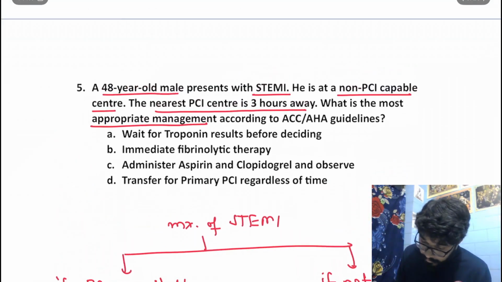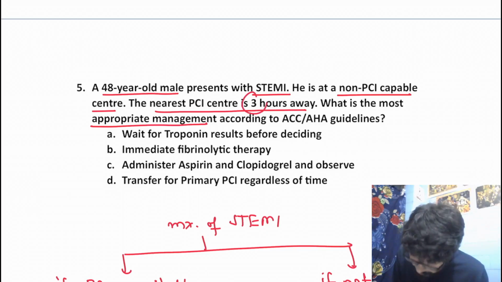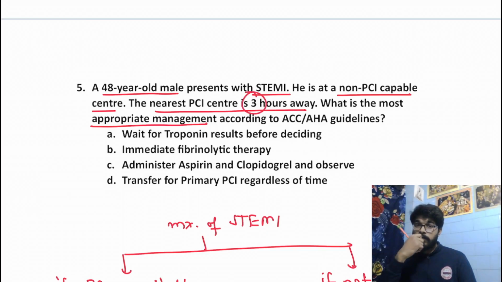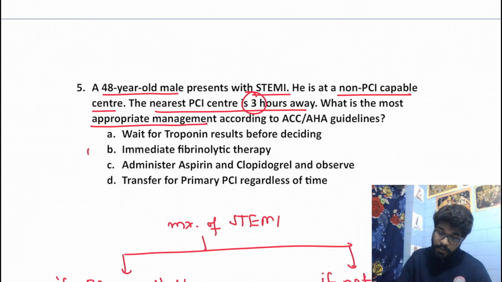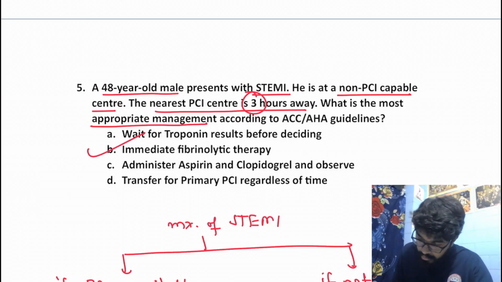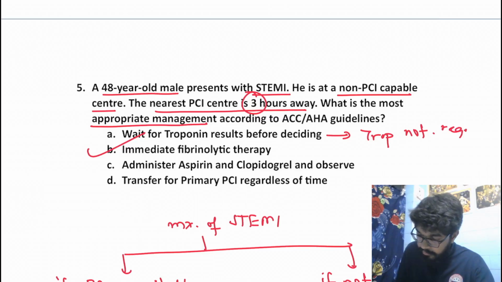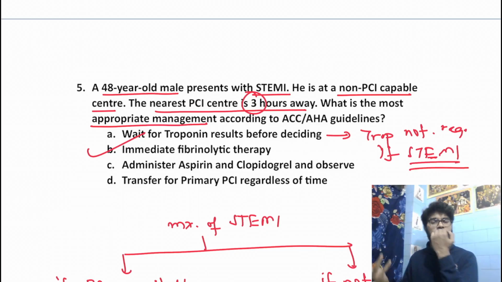Now the patient is in a non-PCI capable center and the PCI capable center is 3 hours away. So what should be our next step? It should be immediate fibrinolysis. Wait for troponin results before deciding? No, troponin results are not required if we get an ST segment elevation. If we get an ST segment elevation, then troponins are not even required.